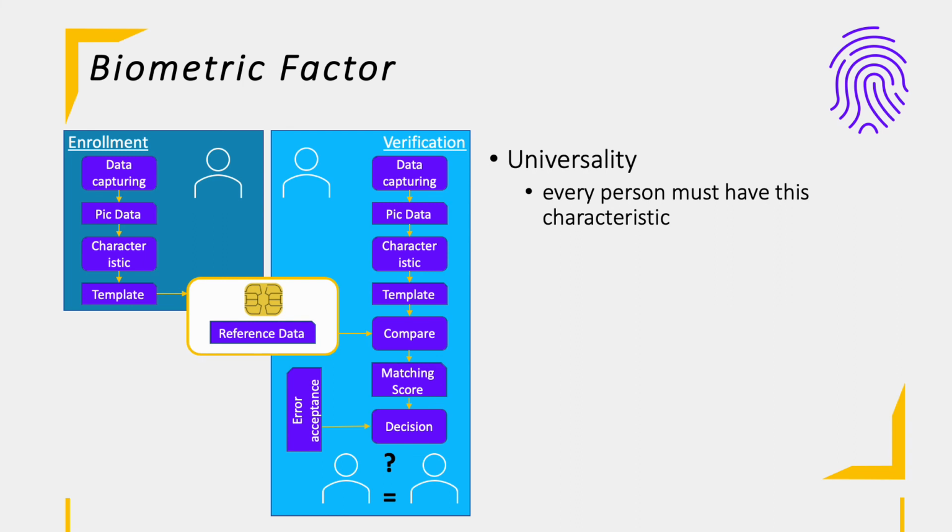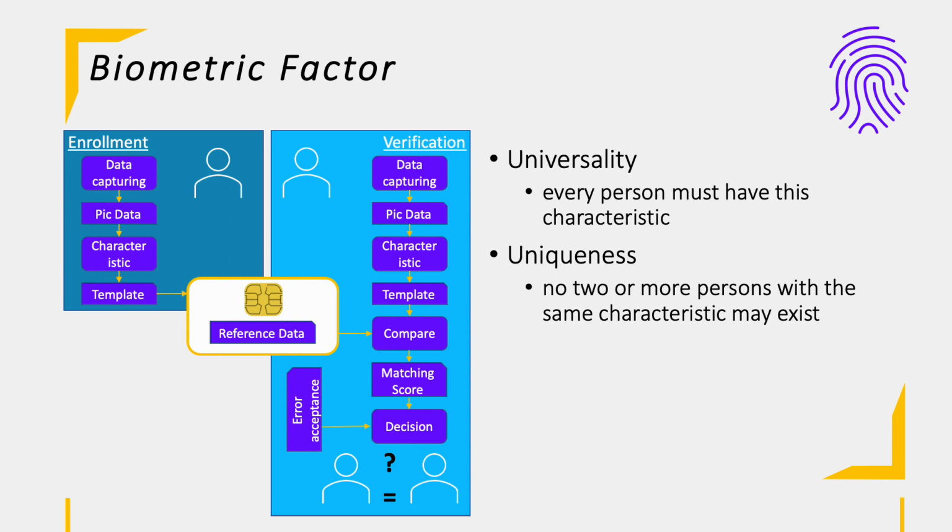Okay. Then we have 3 characteristics of a biometric factor which need to be met. It needs to be universal, so every person must have this characteristic. So if you want to pick a characteristic for biometric authentication which you want to check on your users, it needs to be universal. Every person must have this characteristic. It must be unique. So no 2 or more persons should have the same characteristic. Not even 2 persons should have the very same fingerprint.